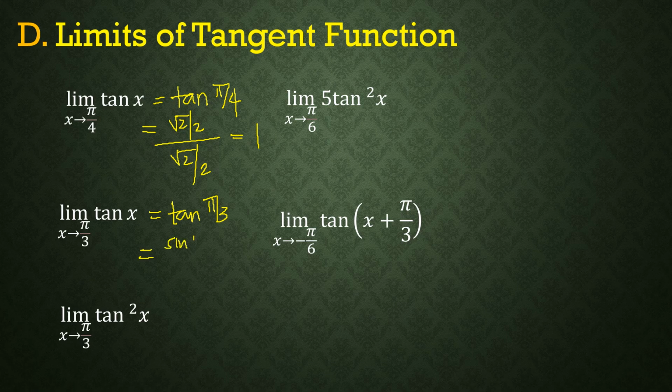So here we have tangent pi over 3, and that is equal to sine pi over 3 over cosine pi over 3. Okay, sine pi over 3 is the square root of 3 over 2, and cosine pi over 3 is 1/2. So the answer is square root of 3.